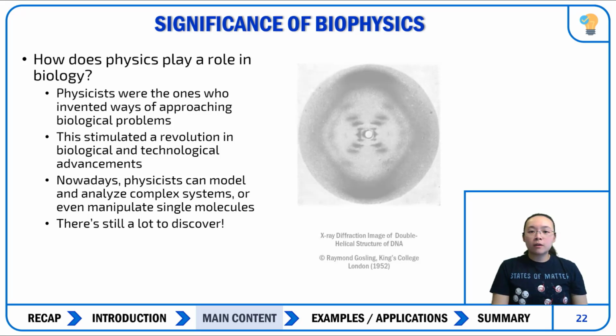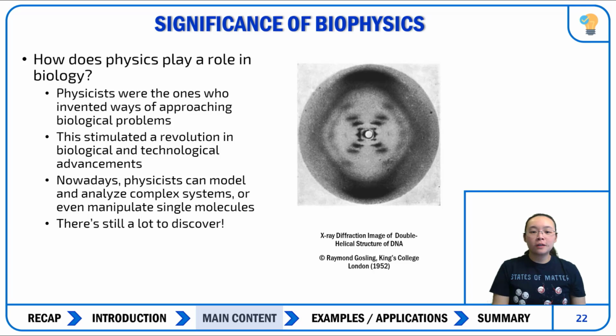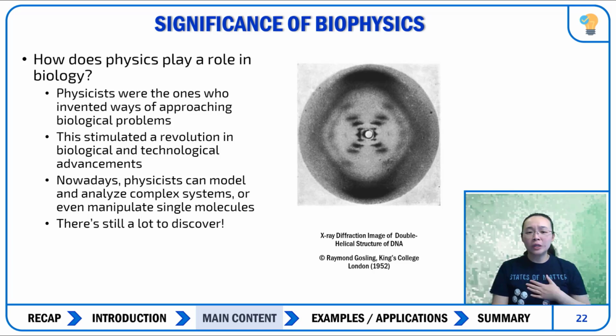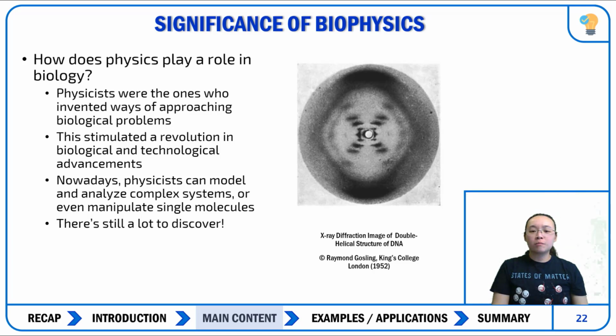And here I'm showing a picture as an example of discoveries made by physicists and biologists together. So if you don't recognize this, you should. It's an example of the proof of DNA as a double helix. Without physics knowledge and background, this X-ray diffraction image wouldn't even have been possible.